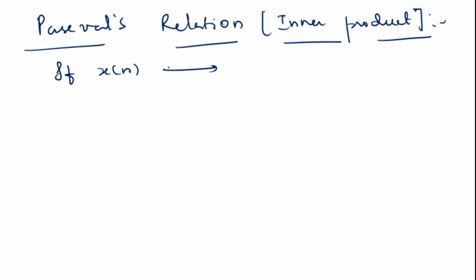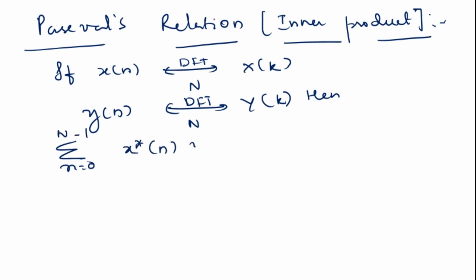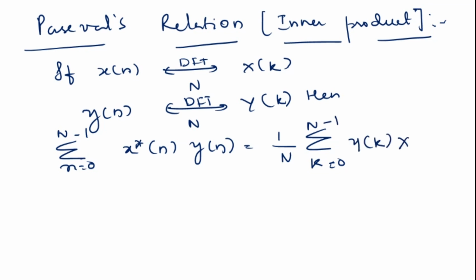If we take the DFT of x of n, we get X of k, and if we take the DFT of y of n, we get Y of k. Then summation n is equal to 0 to N minus 1 x star of n into y of n is equal to 1 by N summation k is equal to 0 to N minus 1 Y of k into X star of k. Let us prove this.